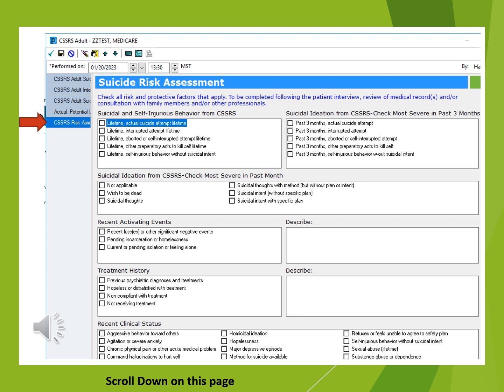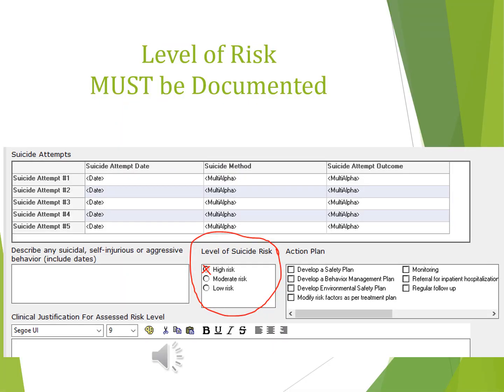For this assessment, you will obtain more information about your patient and what events led them to this point, any past treatment history, and their clinical status. Don't forget to scroll down on this page for more information. The overall risk level must be documented. This is also where you can find additional information like your action plan. This is a great place to document that your patient is being one-to-one monitored and other protective factors you initiated to mitigate the risk of suicide.